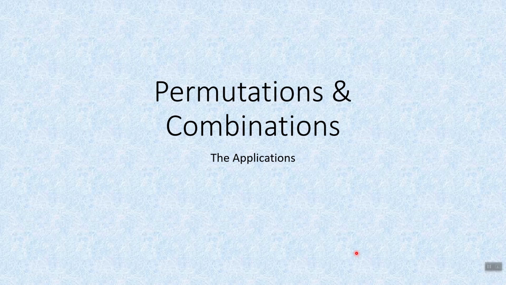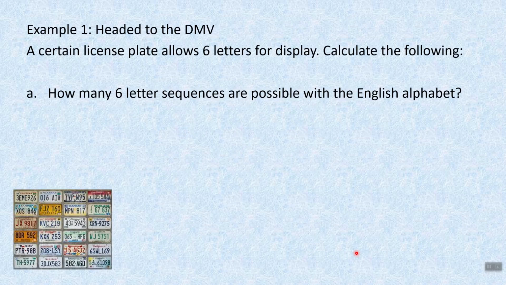My name's Tuesday Johnson. Here's an introduction to some applications. We're headed to the DMV, first of all, Department of Motor Vehicles. A certain license plate allows 6 letters for display. We want to calculate the following. First of all, we want to calculate how many 6-letter sequences are possible with the English alphabet.